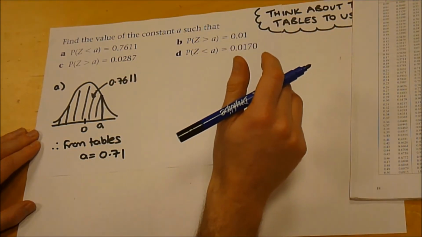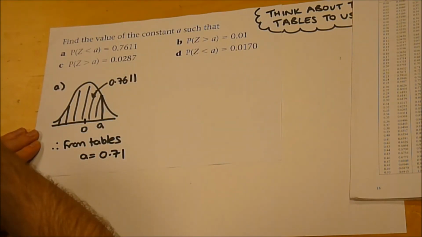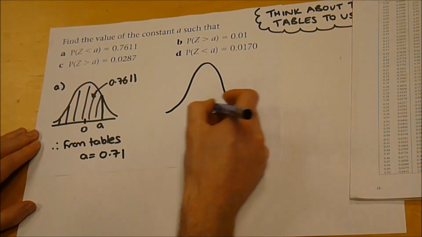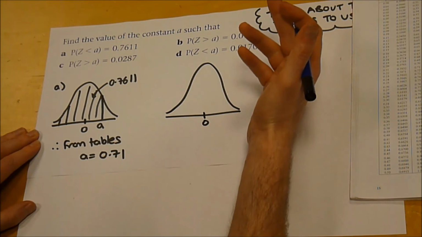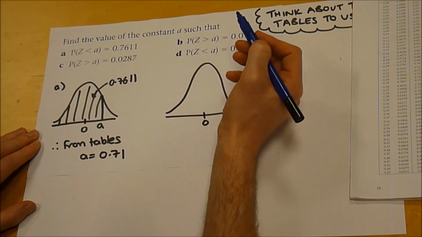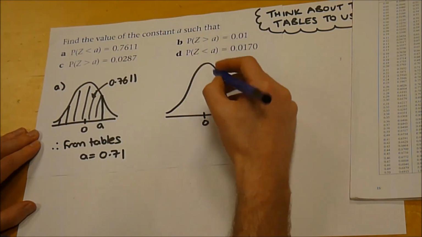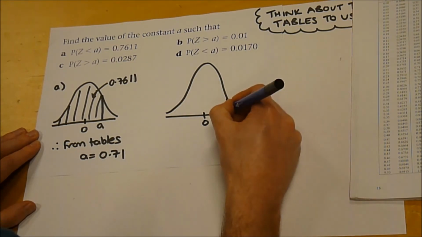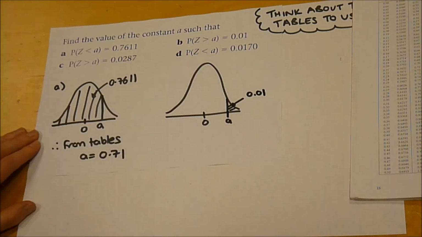Right, let's have a look at part B then. So this time we want the probability that z is bigger than a. And so when we draw our picture, we've got the probability that z is bigger than a is as small as 0.01. And so if you think about it, that's a really small probability. So the probability that we're bigger than this is really, really small. And so it's going to be up this end of the picture. Okay, so this probability here is 0.01.